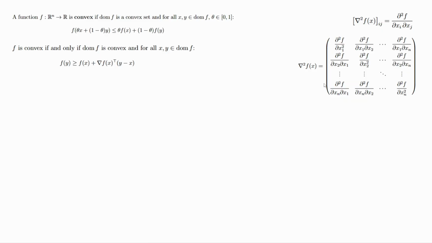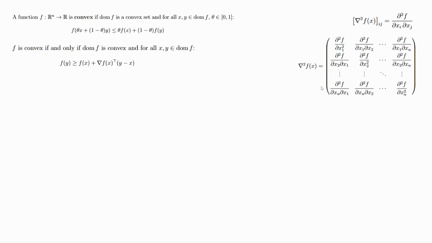For smooth functions, the matrix is symmetric, so the order of partial differentiation doesn't matter in this case. That means that the Hessian matrix is always symmetric. So from the spectral theorem, we know this means that it has real eigenvalues and orthogonal eigenvectors.